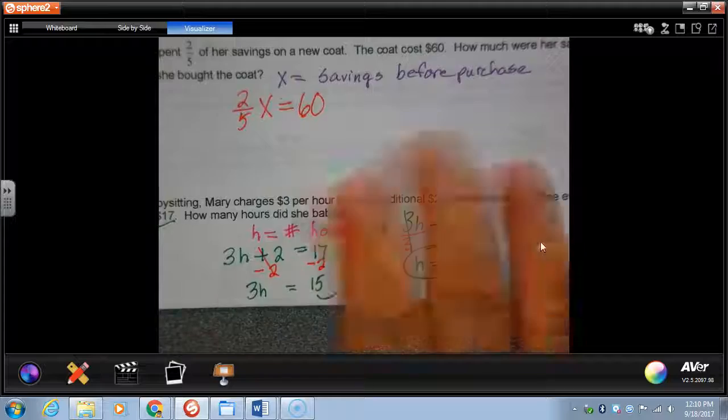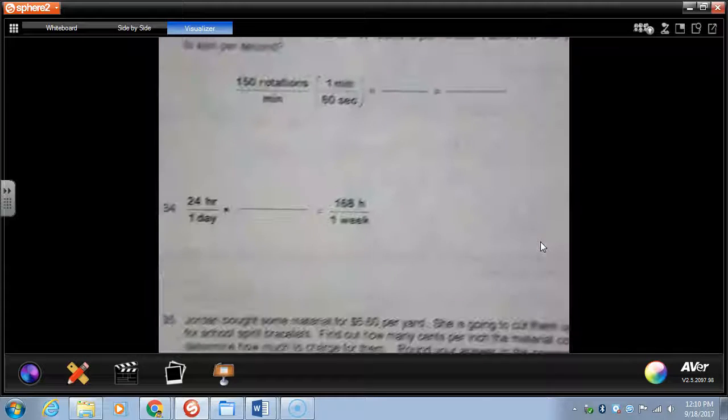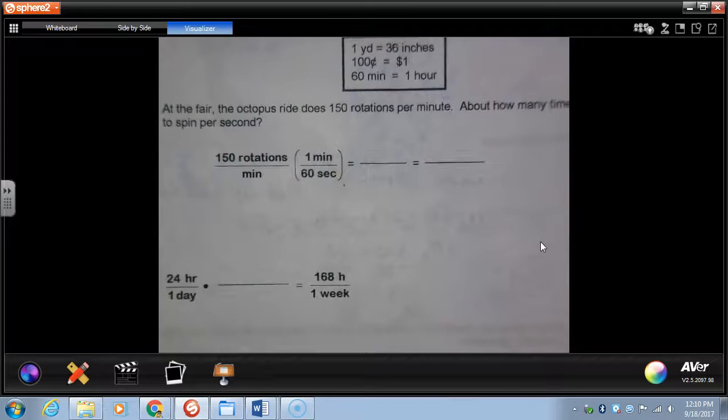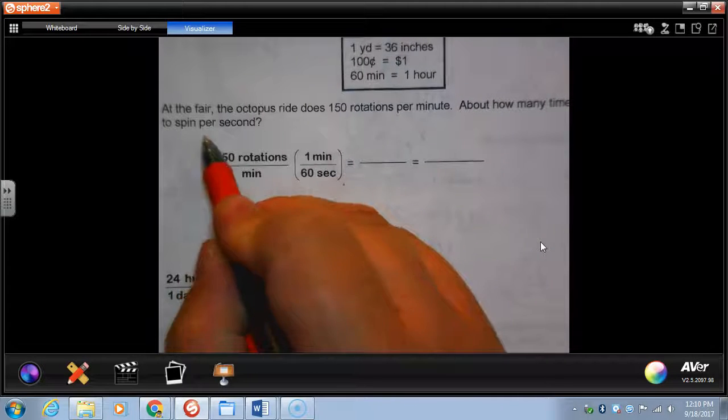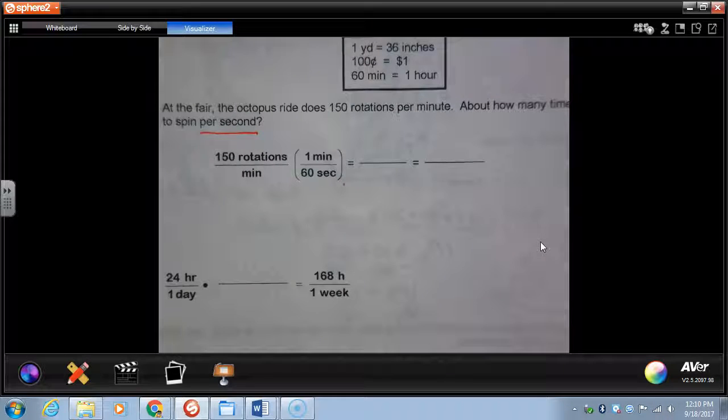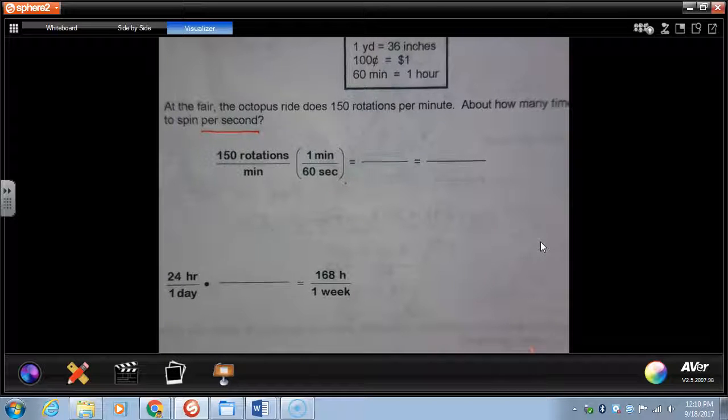Okay, last page. Everybody's favorite, dimensional analysis. Number 33. At the fair, the octopus ride does 150 rotations per minute. About how many times would you expect to spin per second? So we're looking for unit rate, correct? Unit rate. So we're going to multiply this all out.